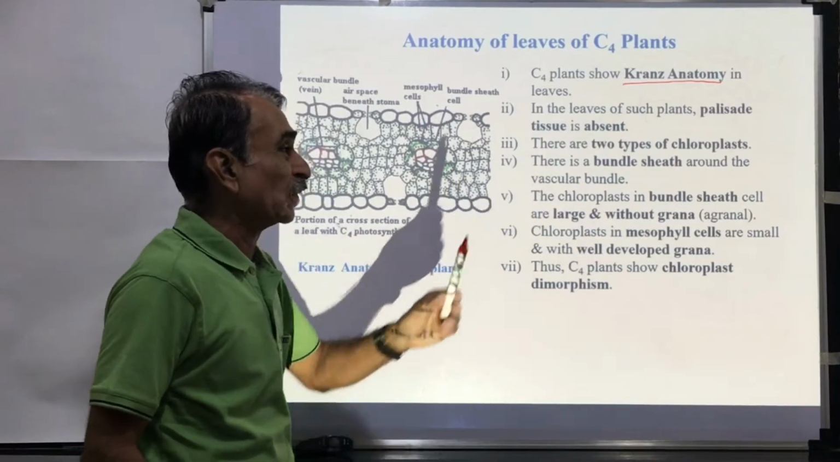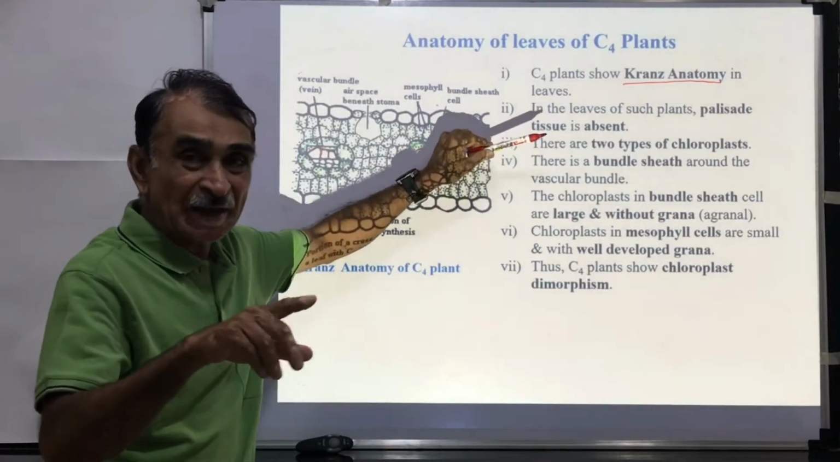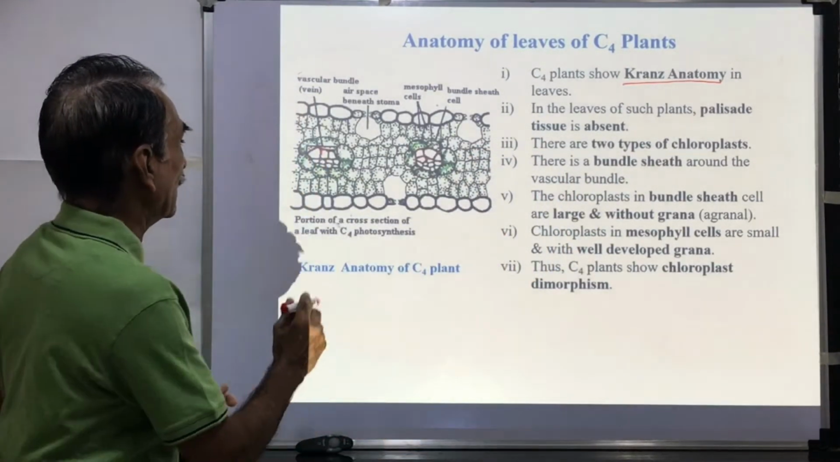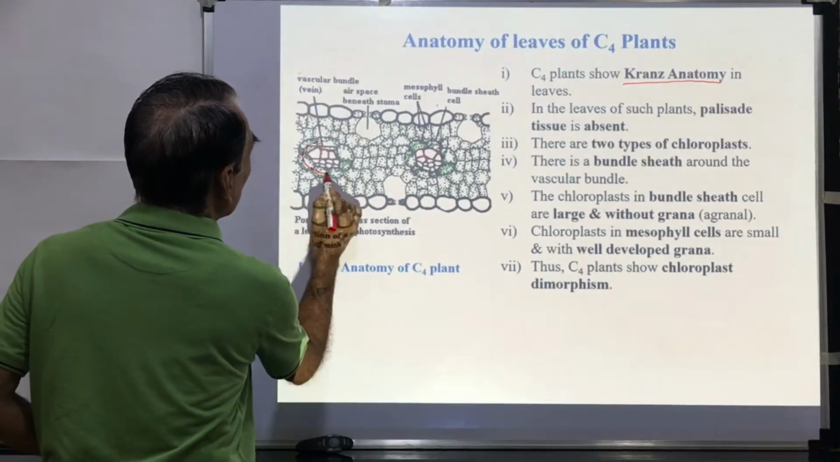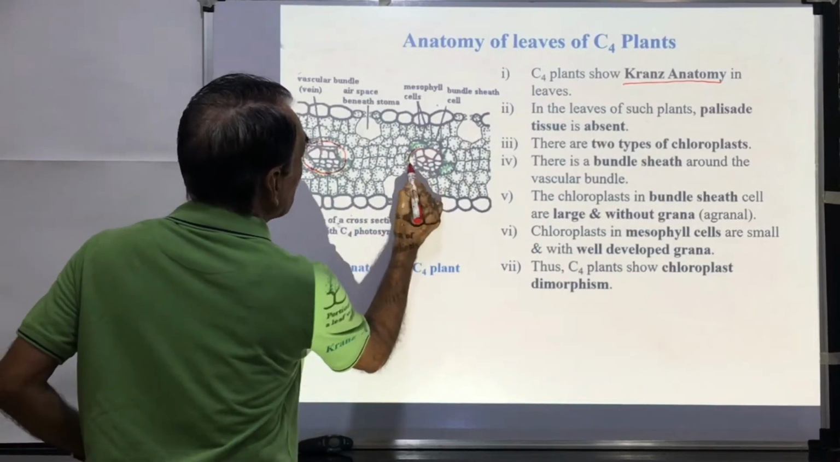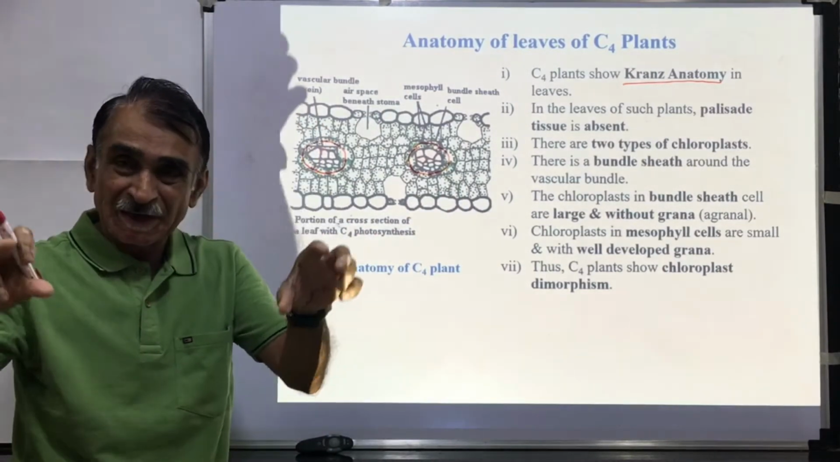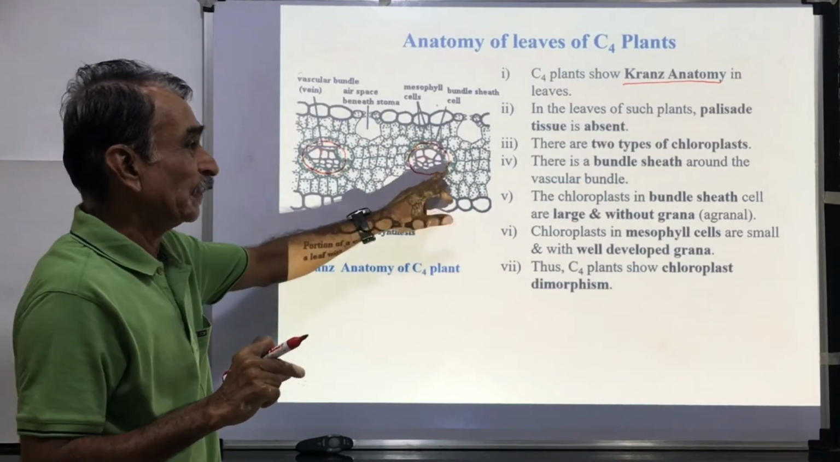There are 2 types of chloroplasts: bundle sheath chloroplast and mesophyll chloroplast. There is a bundle sheath around each vascular bundle. This is a vascular bundle, and around this vascular bundle you can see this is a bundle sheath. Sheath means cover, bundle म्हणजे vascular bundle. Vascular bundle च्या भोवताली असणारं जे sheath आहे, cover आहे, this is called as a bundle sheath.